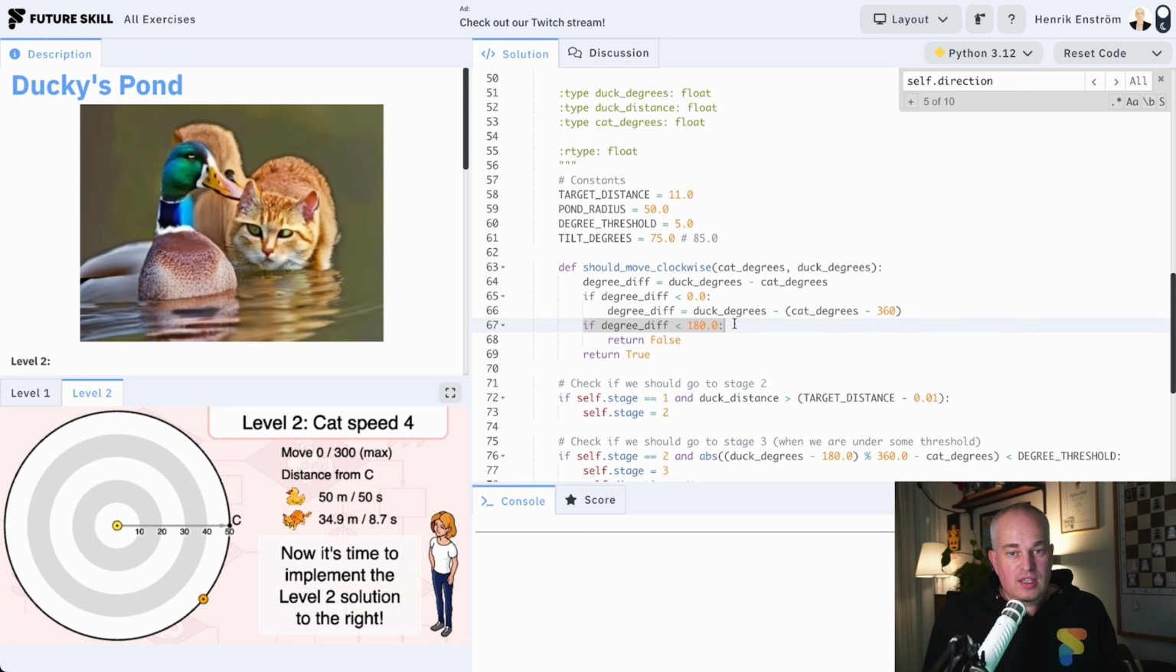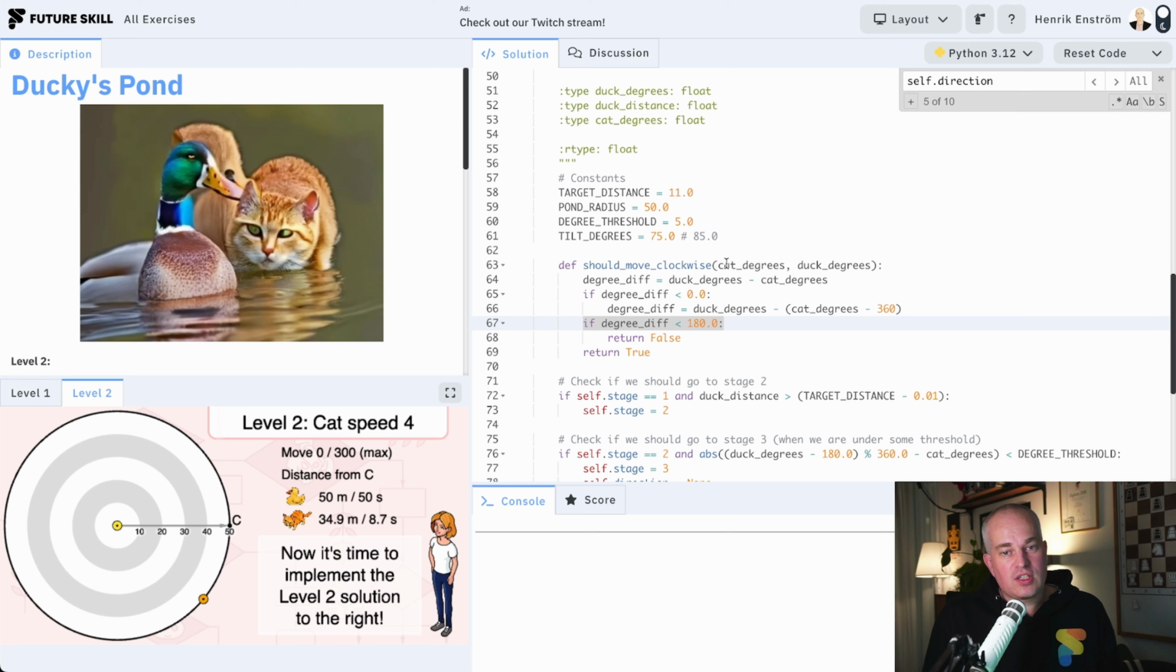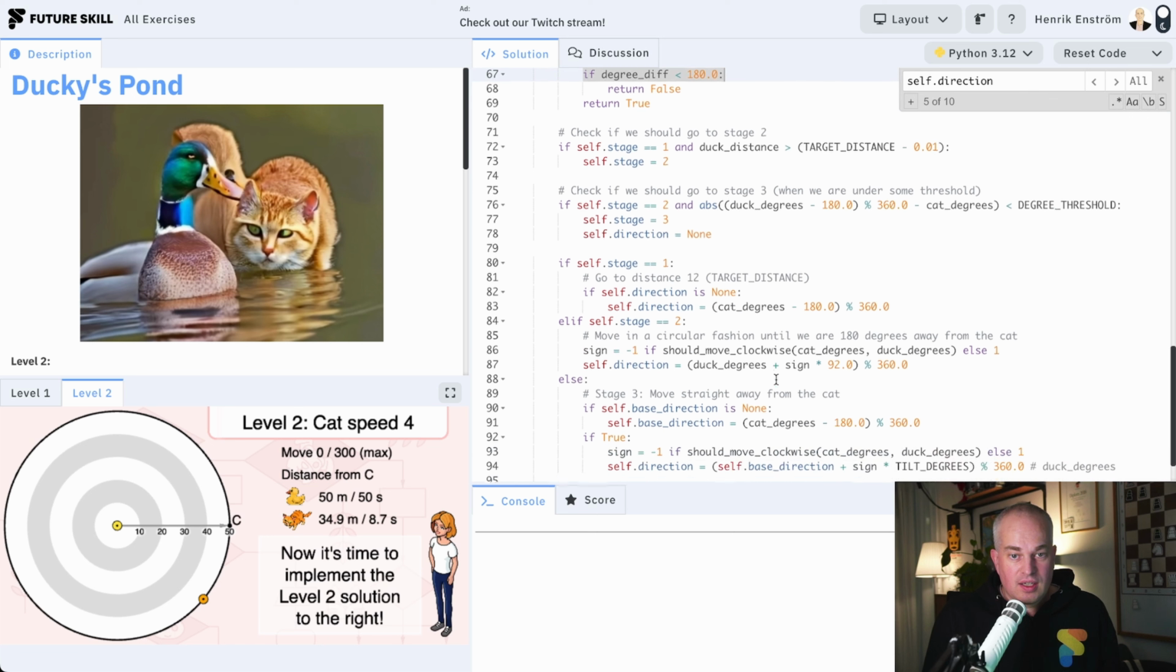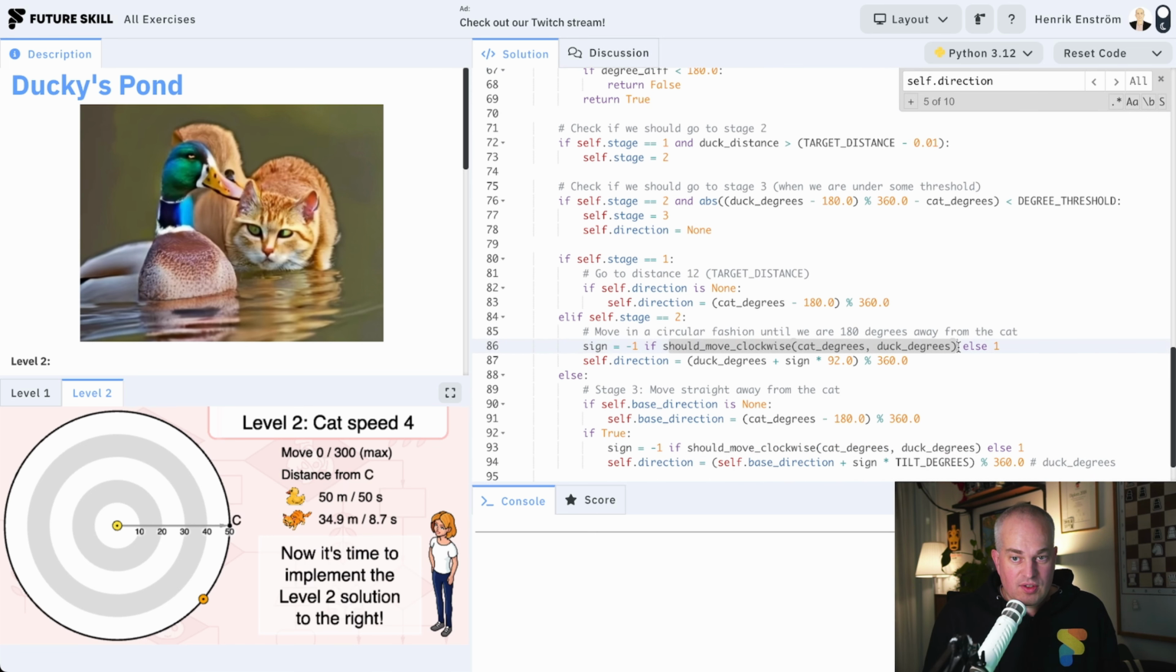And if degree diff is less than 180, then we return false. Then the cat should move anti-clockwise. And if it's between 180 and 360, then we return true. I'm probably saying this wrong. Should move clockwise is what we should do. As a duck, we should move clockwise around the inner circle here. So from this should move clockwise, we get a sign: -1 if we should move clockwise, else 1. And then we use that sign here. So what we do is we set the direction to whatever the duck degrees is currently, plus sign times 92.